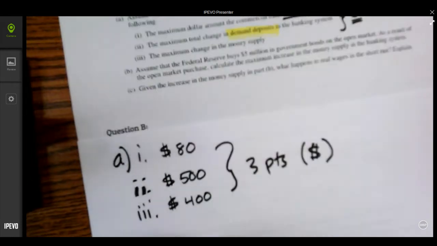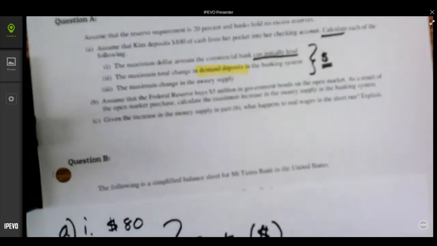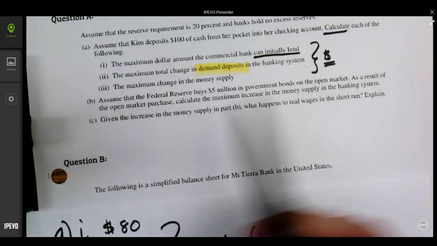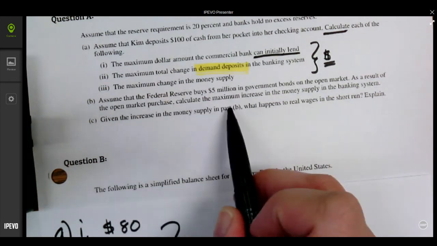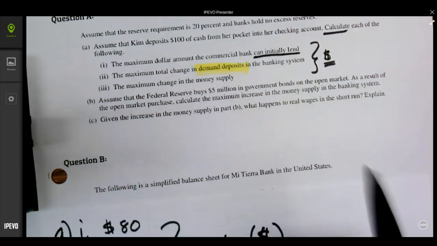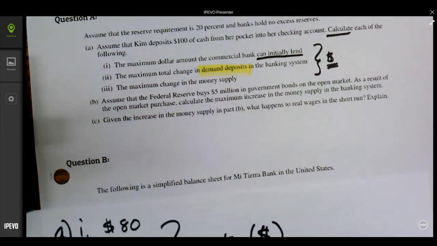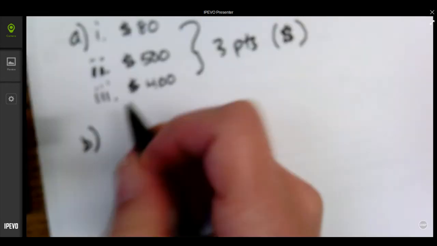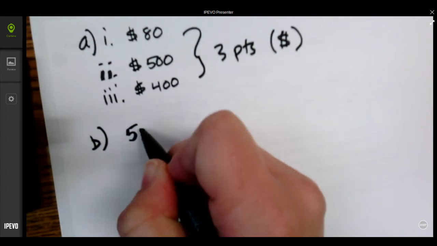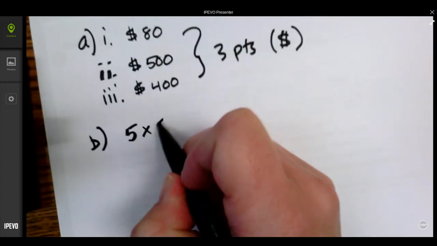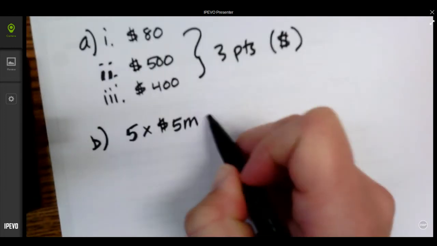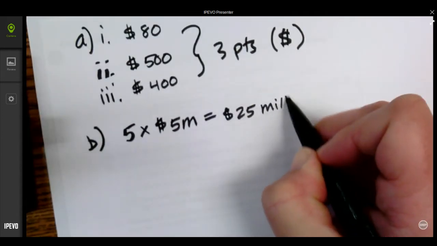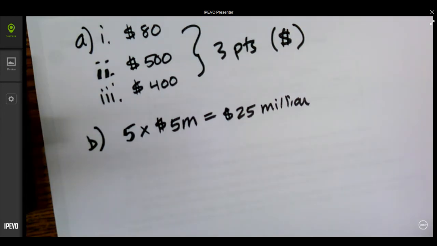Part B says assume that the Federal Reserve buys $5 million in government bonds on the open market. As a result of the open market purchase, calculate the maximum increase in the money supply in the banking system. Just like with a deposit, we're going to use the money multiplier. So the money multiplier is 5, and they're going to purchase $5 million worth of securities. So this is going to result in a $25 million growth in the banking system.